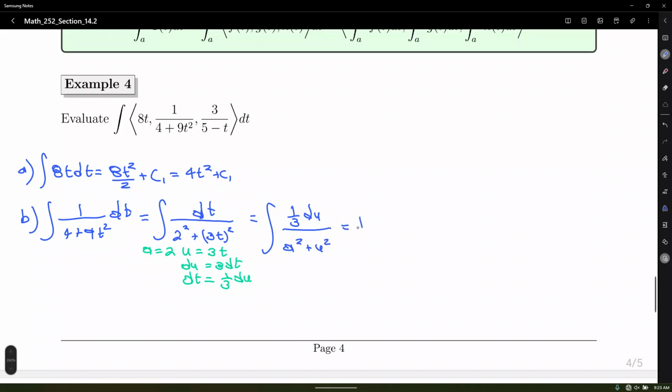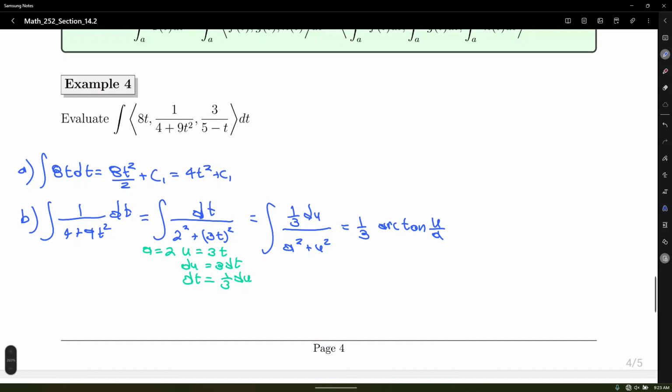This is going to be 1/3 arctan of u over a. All right, do you guys agree with this? Yes? How did you know to use the arctan? That's because it's a sum in between the two terms. It's a sum of squares. The other rules involve radicals, and you would see a difference of two squares.